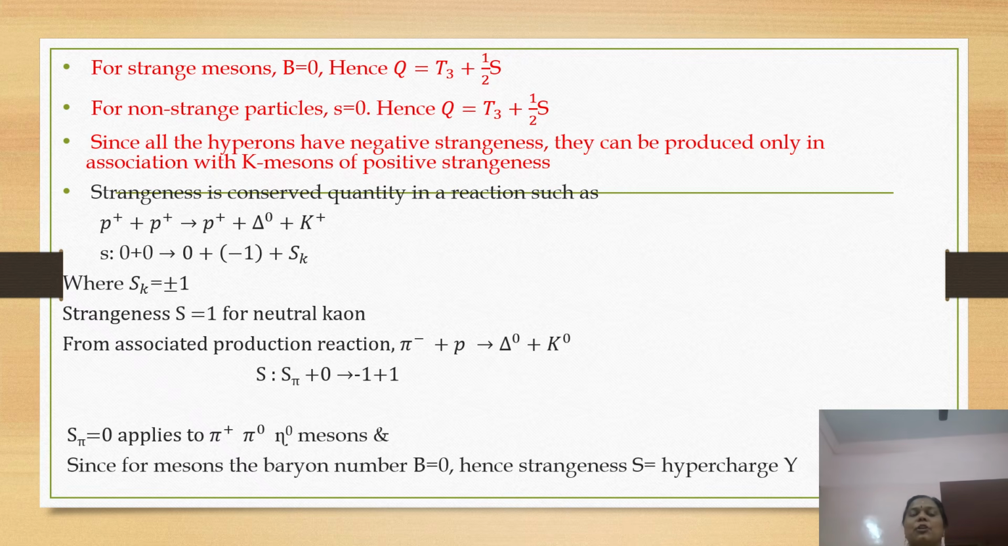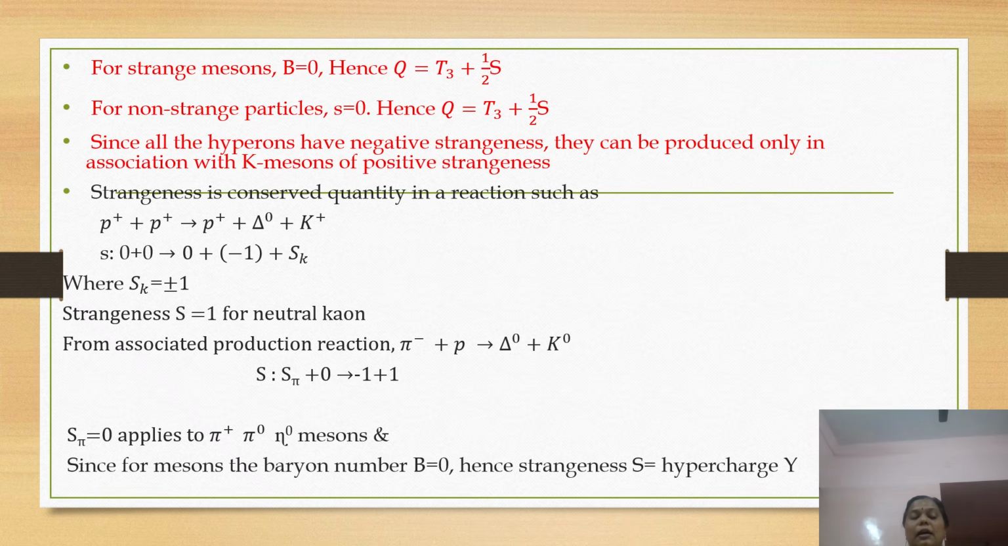In case of the strange mesons, baryon number is 0. So in that case, Q will be equal to T3 plus 1/2 S. For non-strange mesons, S is equal to 0, so Q reduces to T3. Strangeness is a conserved quantity in a reaction such as two protons combining to produce a proton with a lambda elementary particle and the kaon. By substituting the strangeness numbers, we'll be able to identify the strangeness of the unknown elementary particle, the kaon, which will be equal to plus or minus 1.